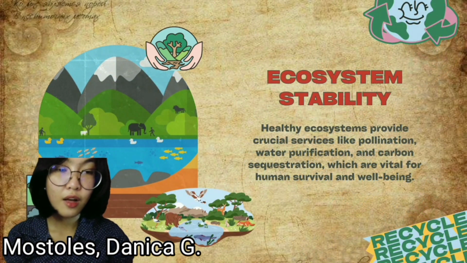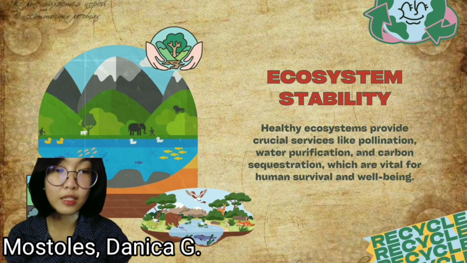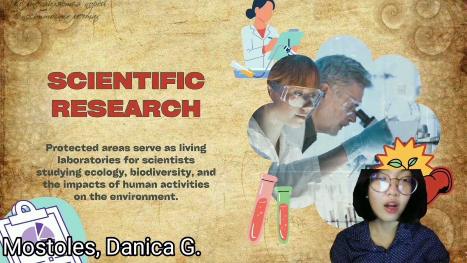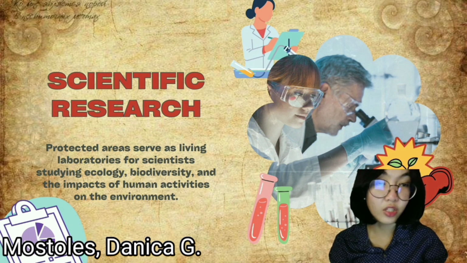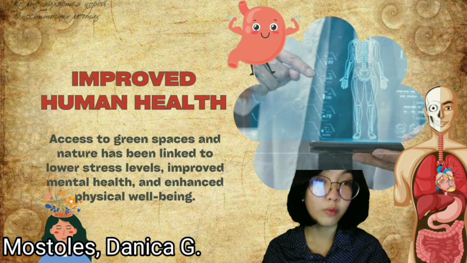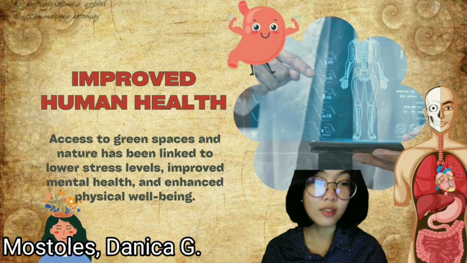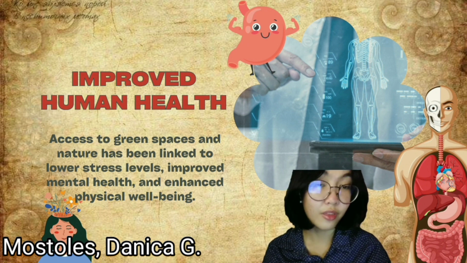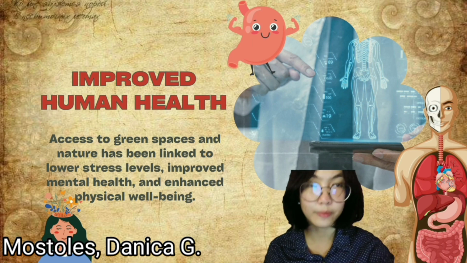Ecosystem stability: healthy ecosystems provide crucial services like pollination, water purification, and carbon sequestration, which are vital for human survival and well-being. Scientific research: protected areas serve as living laboratories for scientists studying ecology, biodiversity, and the impacts of human activities on the environment. Improved human health: access to green spaces in nature has been linked to lower stress levels, improved mental health, and enhanced physical well-being.